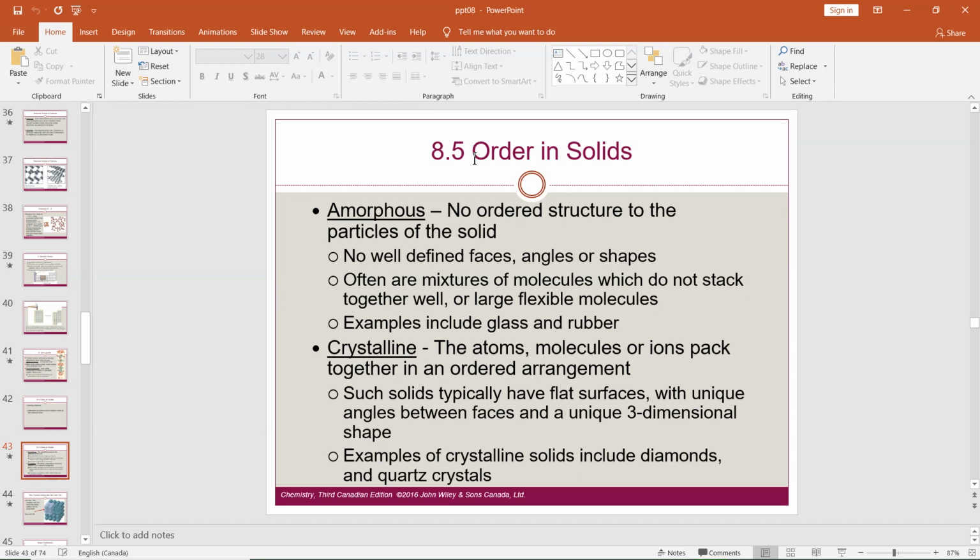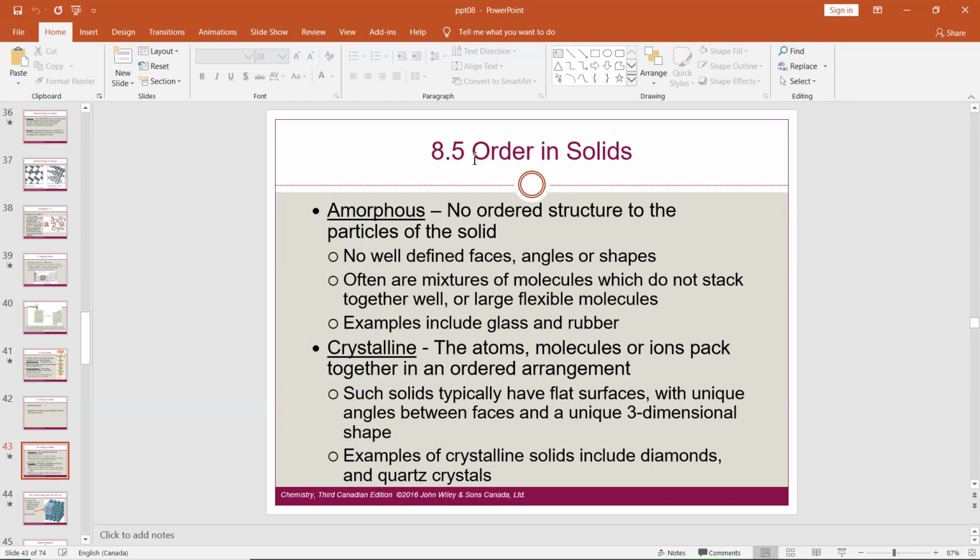Amorphous means no ordered structure to the particles of the solid, no well-defined faces, angles, or shape. Often they are mixtures of molecules which do not stack together well, or often large flexible molecules. Examples include glass and rubber. So glass shatters in all sorts of different ways, and that's because it's amorphous.